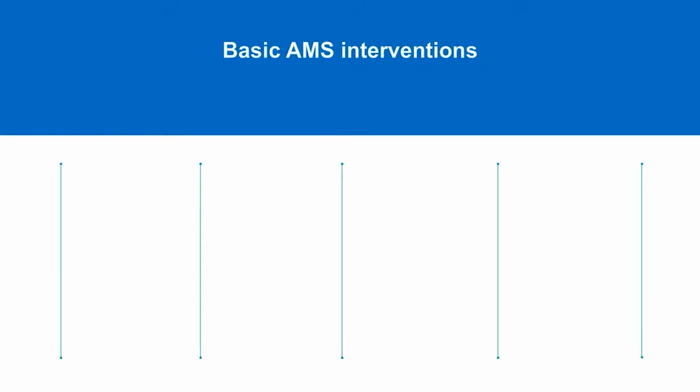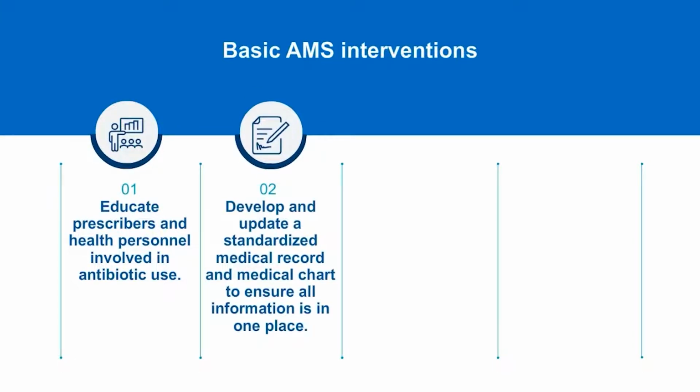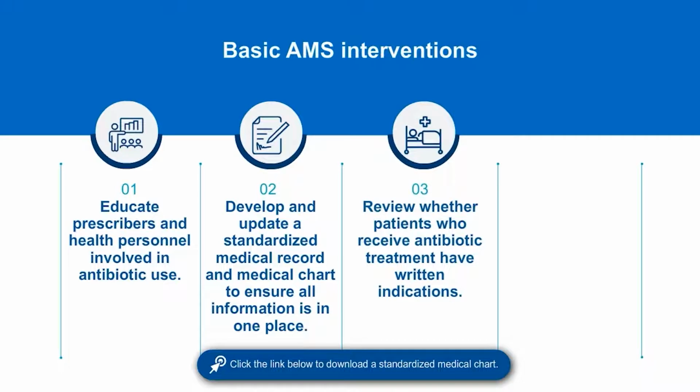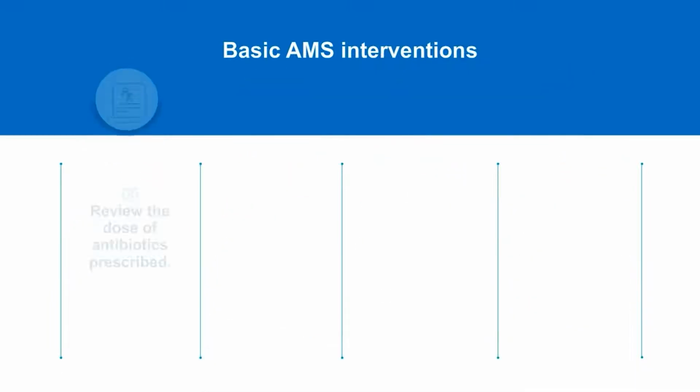Basic AMS interventions include: 1. Educate prescribers and health personnel involved in antibiotic use. 2. Develop and update a standardized medical record and medical chart to ensure that information on patients' medicines is all in one place. You can download a standardized medical chart. 3. Review whether patients who receive antibiotic treatment have written indications. 4. Review antibiotic treatment for patients prescribed 3 or more broad-spectrum antibiotics.